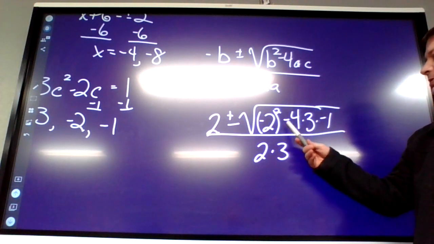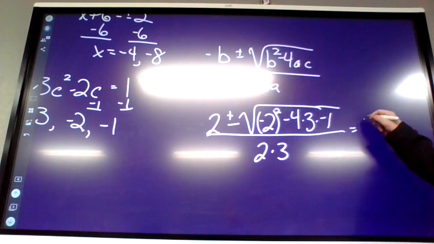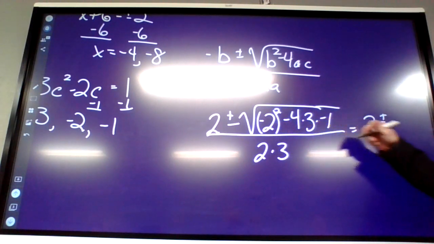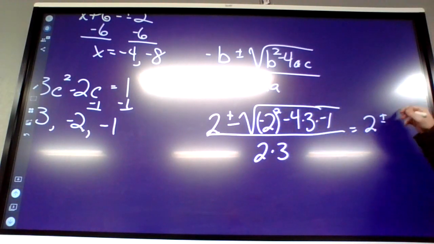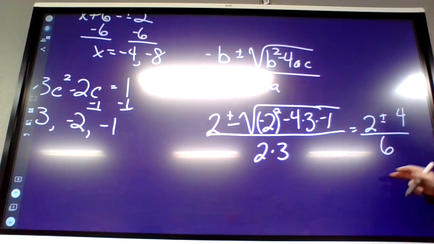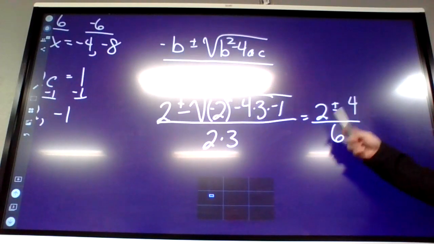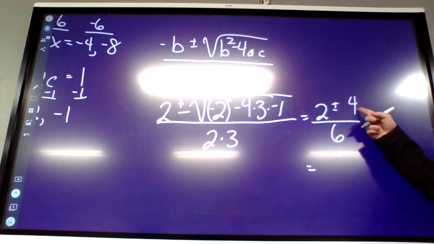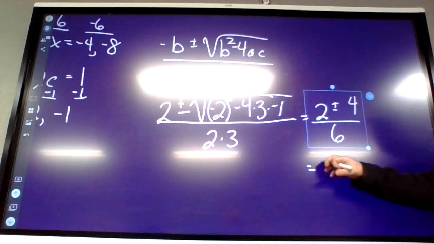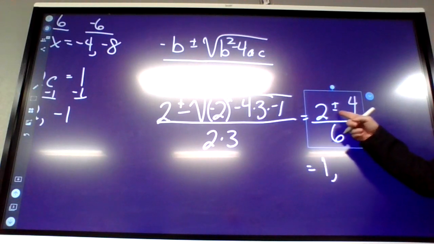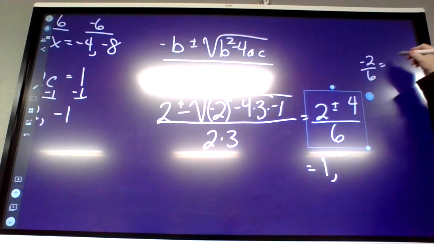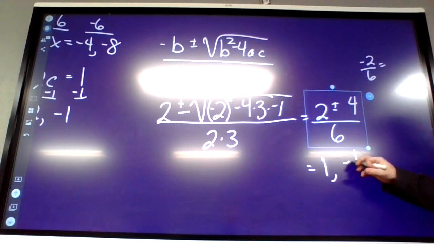Yeah, this one comes out nice though. This is 4 plus 12, so it's 16. Square root of 16 is 4. So if I was doing this by hand, I'd have 2 plus 4 is 6, divided by 6 is 1. 2 minus 4 is negative 2. Negative 2 divided by 6 is negative 1/3.